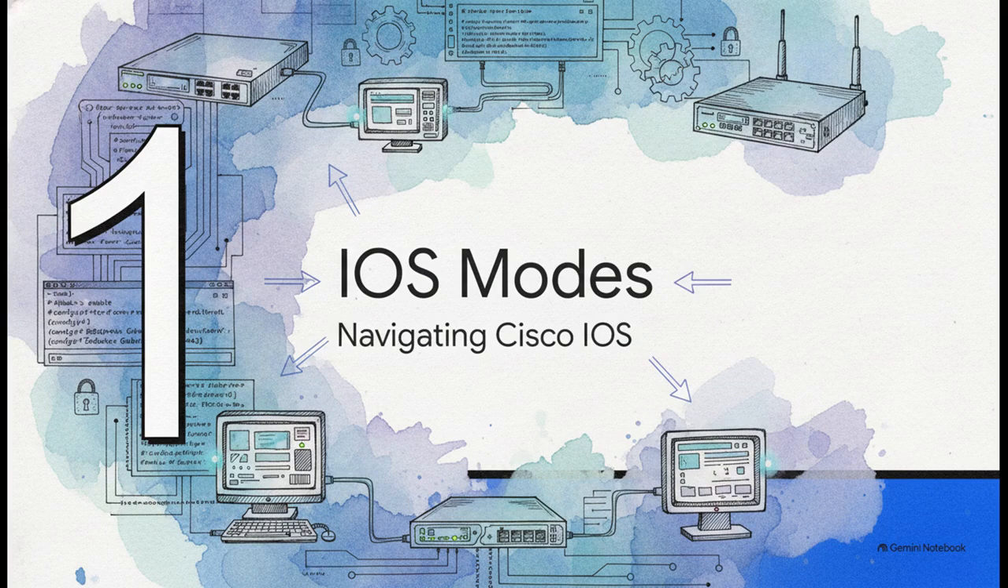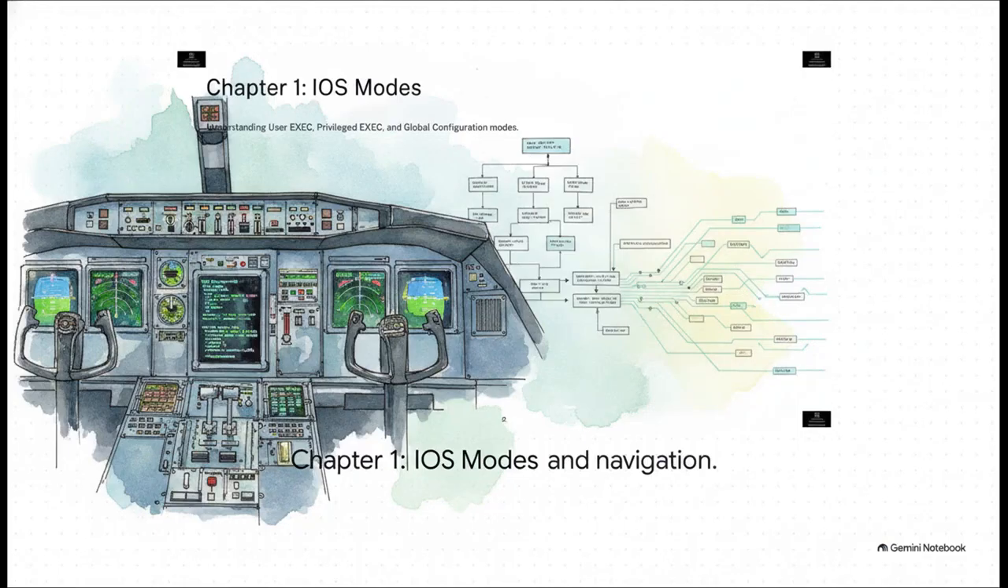Part 1. Navigating Cisco IOS modes. You know, before you can actually configure anything, you really have to understand the environment you're operating in. I like to think of the Cisco command line interface, the CLI, kind of like stepping into a commercial pilot's cockpit for the very first time. There are dials everywhere, screens blinking, and a very strict hierarchy of control. You can't just jump into the seat and start flipping switches, right? You have to know exactly what level of access you currently have.